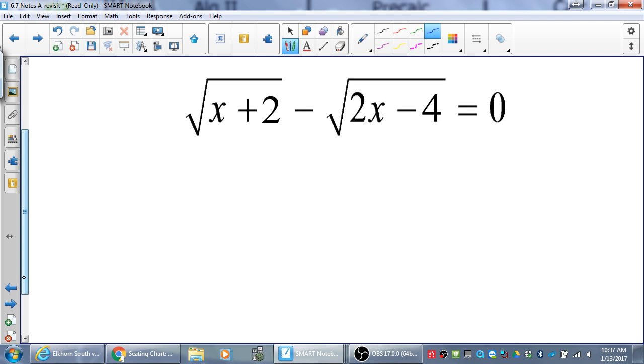This one, I feel, is super easy. It doesn't get much easier than this if you remember to add the square root to the other side. If you try to FOIL this, that's going to be a mess. Square root of x plus 2 equals square root of 2x minus 4. And of course, everything's super easy if you know how to do it.